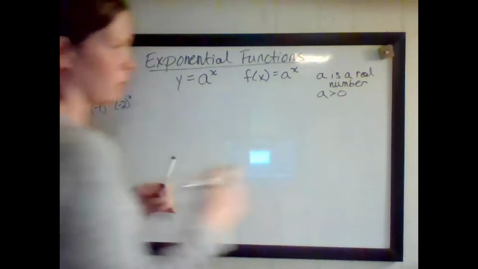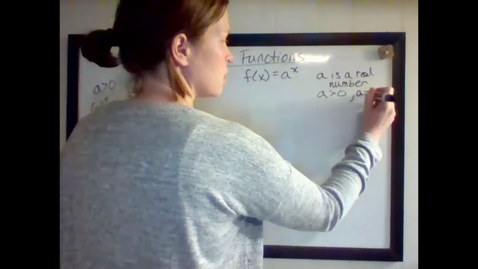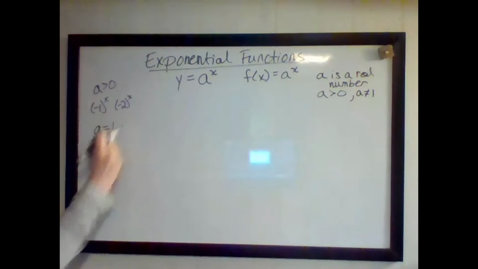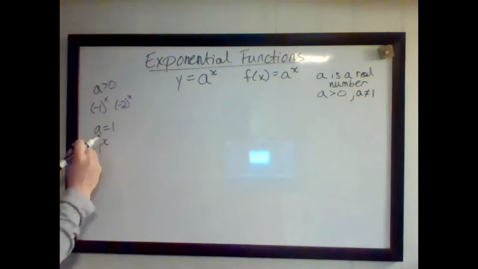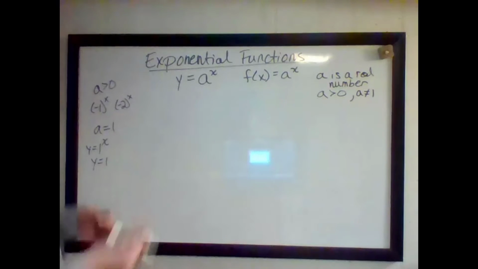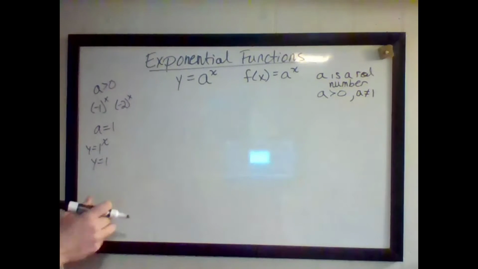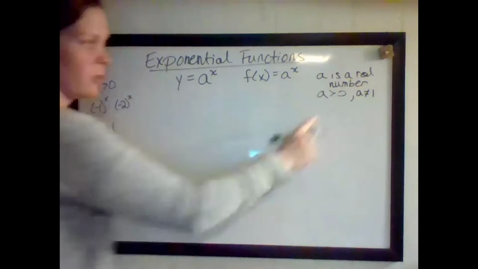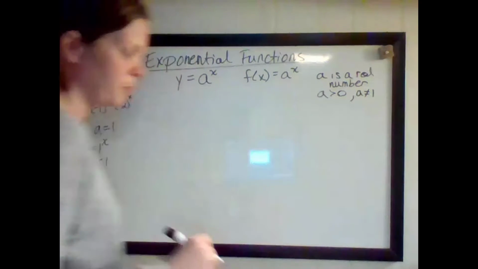The other thing that we need to make sure is that a is not 1. If a was 1, 1 to any power is always going to be 1. So we would end up with just y equals 1, and then it's a horizontal line, and it doesn't have the same patterns as exponential functions do. So this needs to be true for it to be an exponential function.